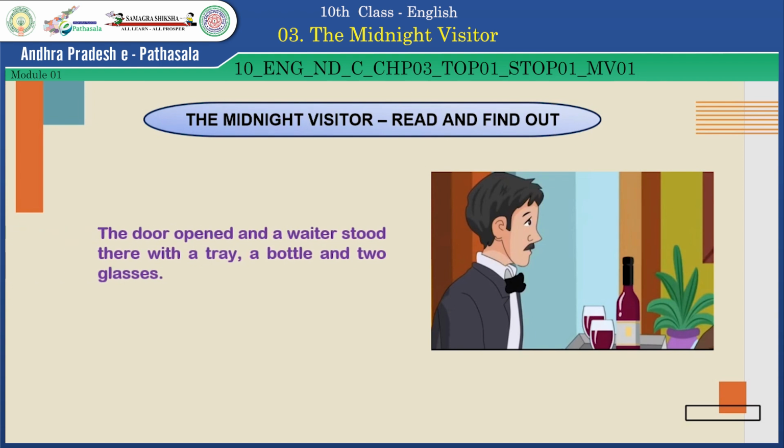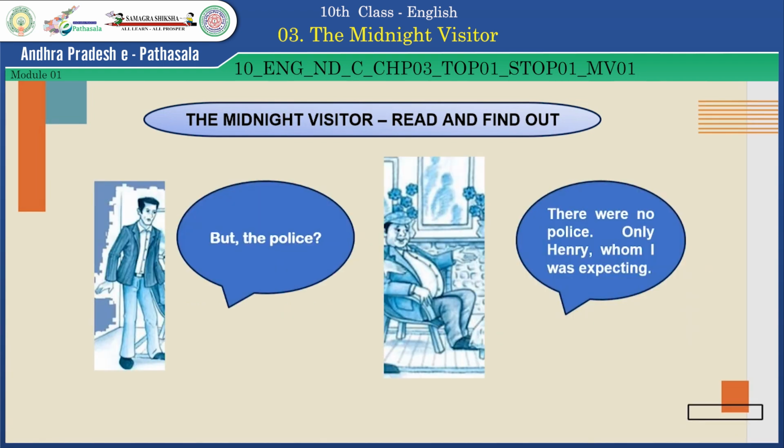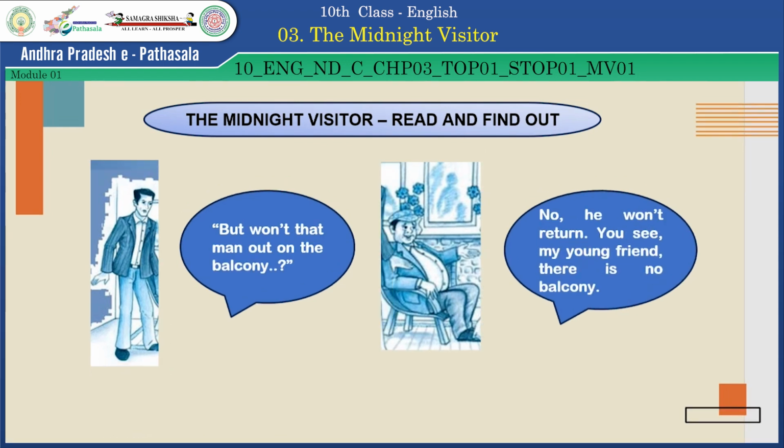The door opened and a waiter stood there with a tray, a bottle and 2 glasses. Then he set the tray on the table and left the room. Fowler questioned, "But the police?" Asabul answered, "There were no police, only Henry, whom I was expecting." Fowler asked, "But won't that man out on the balcony?" "No, he won't return. You see, my young friend, there is no balcony," Asabul replied.